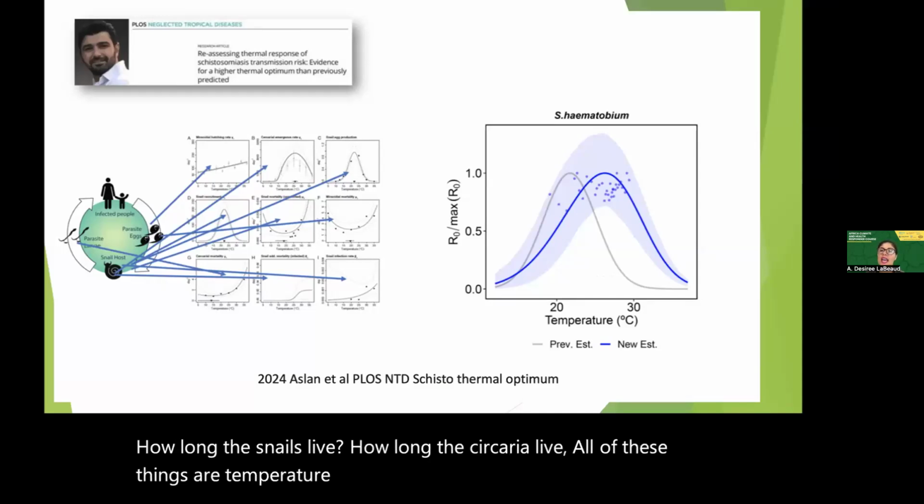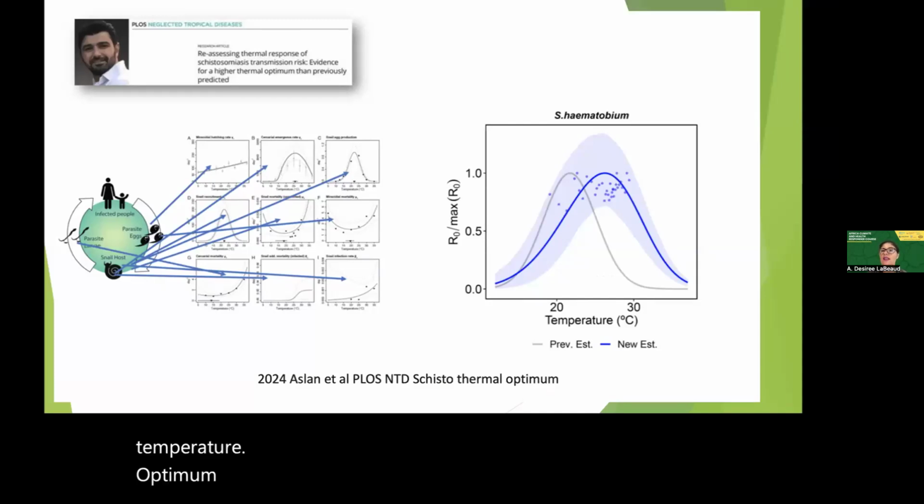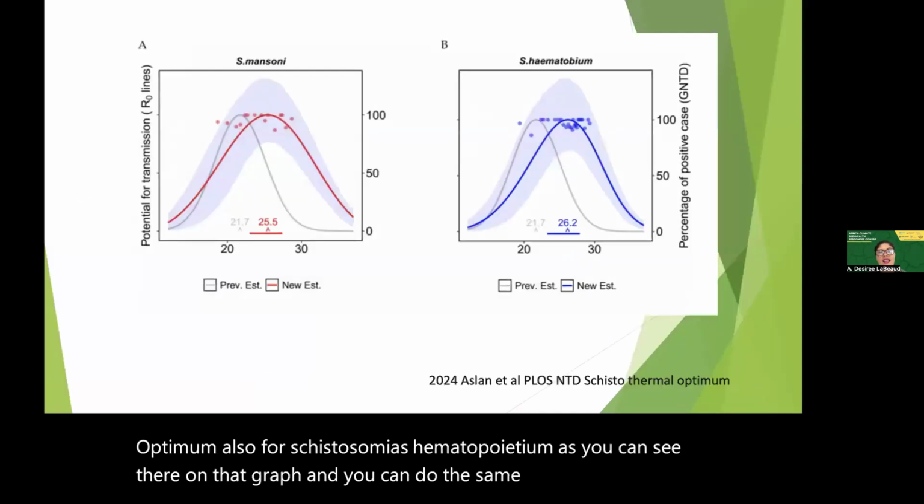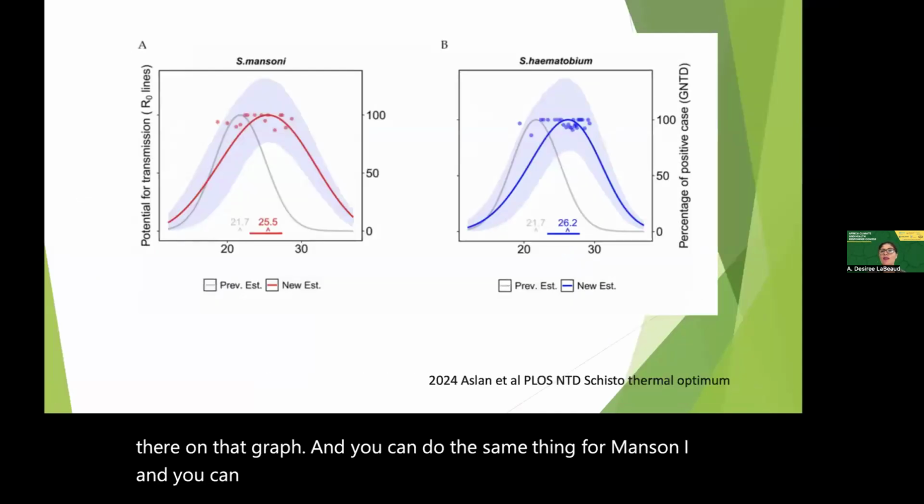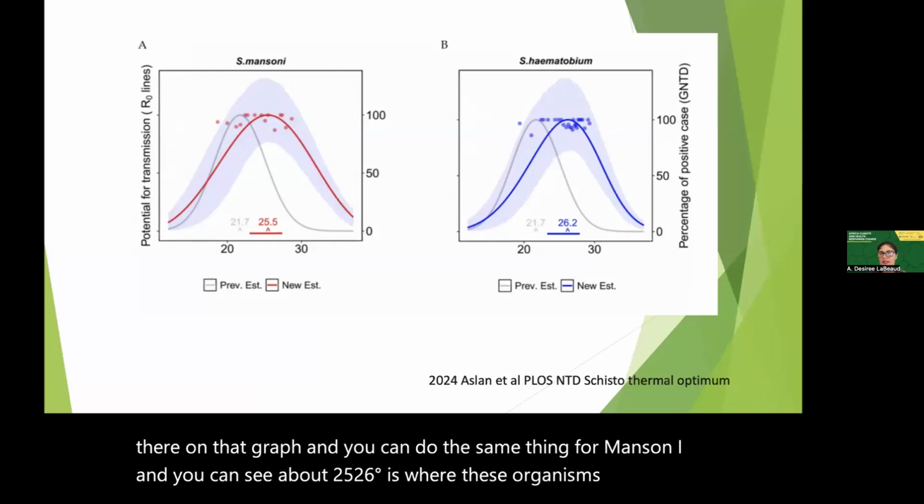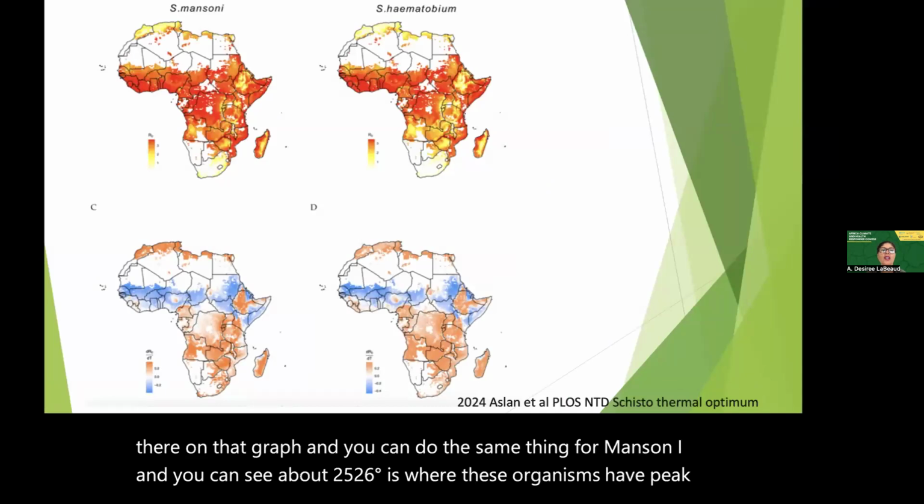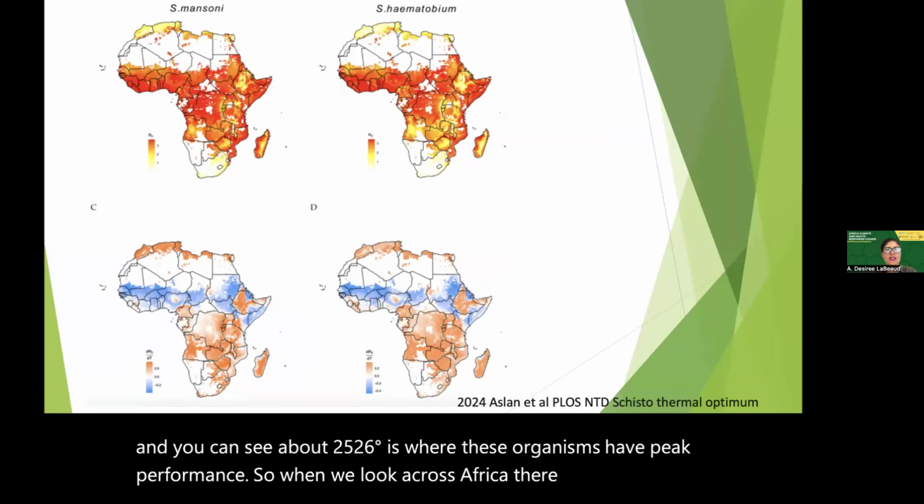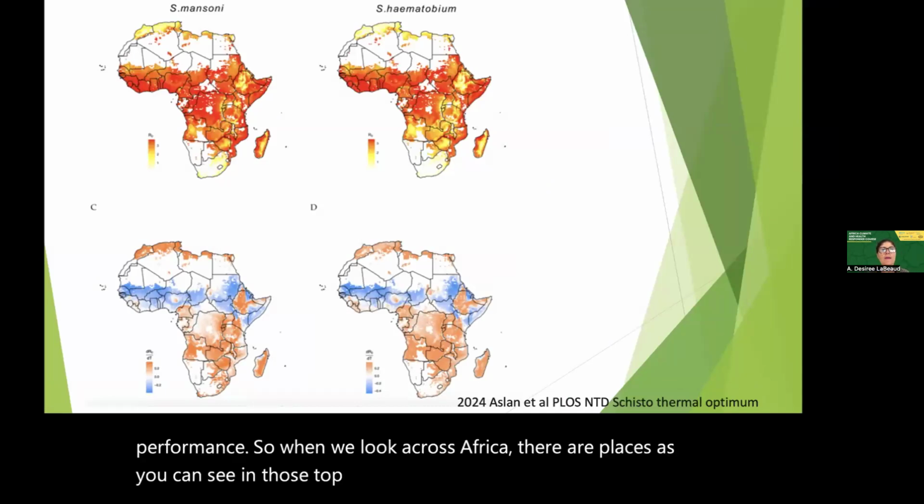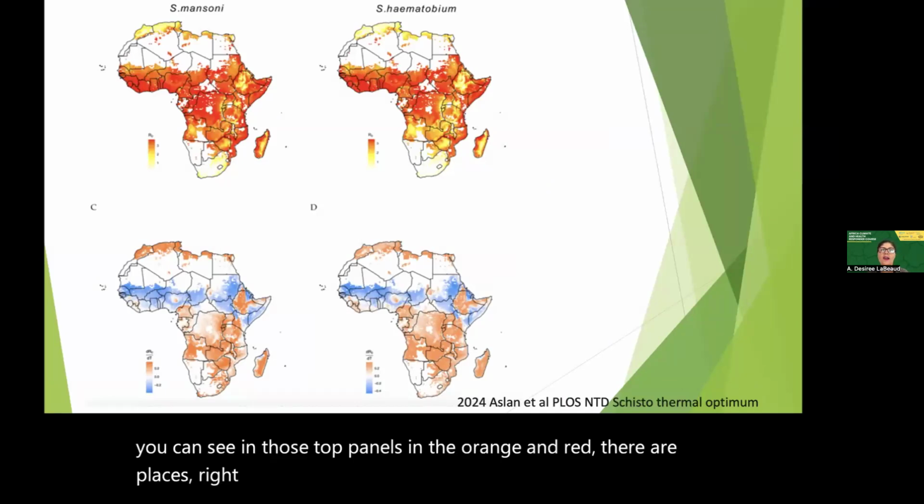And so you can create a curve of temperature optimum also for Schistosoma haematobium, as you can see there on that graph. And you can do the same thing for mansoni. And you can see about 25, 26 degrees is where these organisms have peak performance. So when we look across Africa, there are places, as you can see in those top panels, in the orange and red, where right now there is the correct temperature and habitat for schisto to actually transmit.